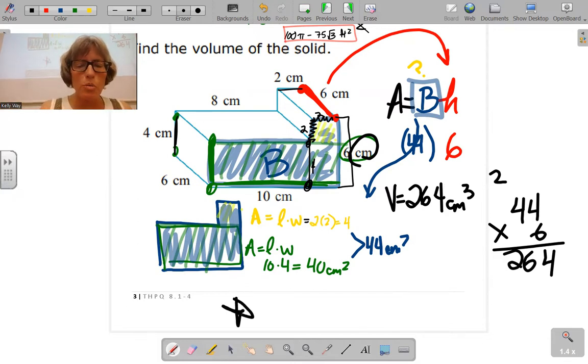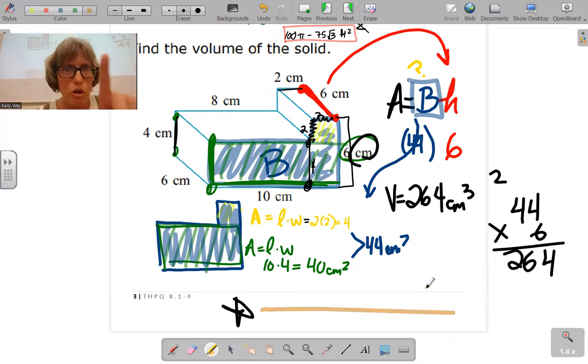Put a little star by this one, once again. Give me a short sentence. What do you want to make sure you remember for this particular problem? Pause the video, write a sentence, then come back.